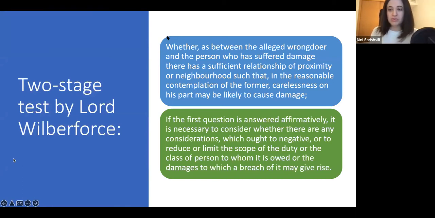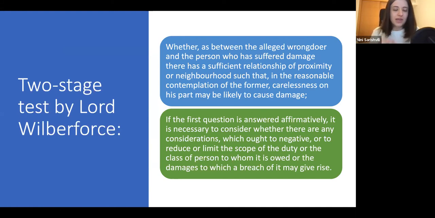The two-stage test by Lord Wilberforce in the case of Anns versus Merton was the following: whether as between the alleged wrongdoer and the person who has suffered damage, there is a sufficient relationship of proximity or neighborhood such that in the reasonable contemplation of the former, carelessness on his part may be likely to cause damage. So some kind of carelessness had to be shown, and a sufficient relationship between the parties involved, proximity. And if the first question is answered affirmatively, it was necessary to consider whether there are any considerations which ought to reduce or limit the scope of the duty or the class of persons to whom it is owed, or the damages to which a breach of it may give rise.